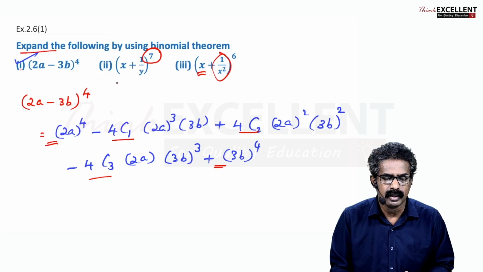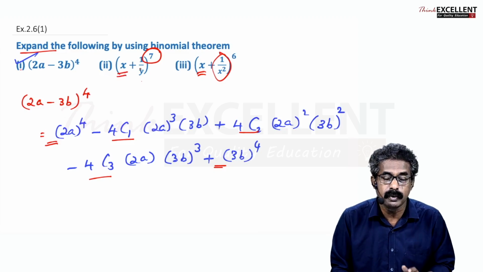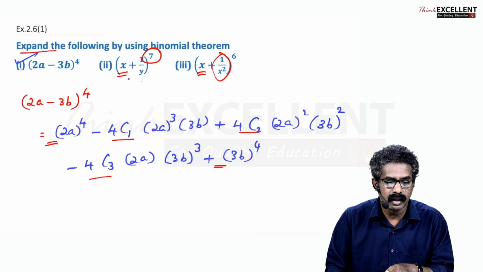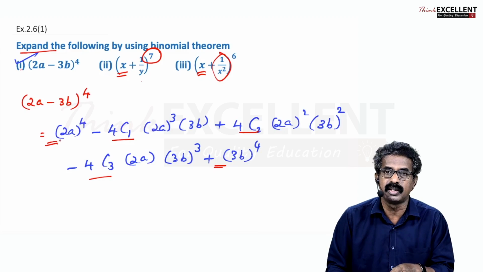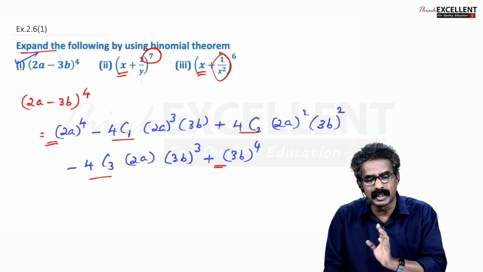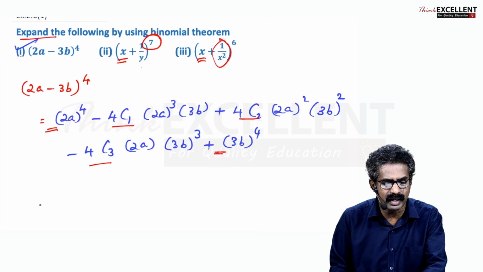Any term, let it be. So if you take the second one, first term is x, second term is y. Instead of 3b, you put 1 by y. And every term is what? Plus 27 is there. So 7c0, 7c1, 7c2, like that you should write. You have to practice it, okay? Nothing else. Now listen how to simplify.